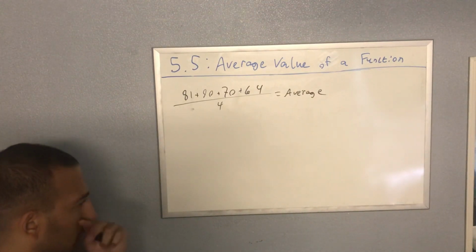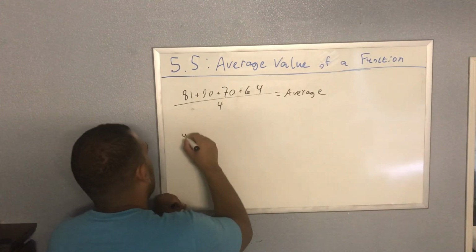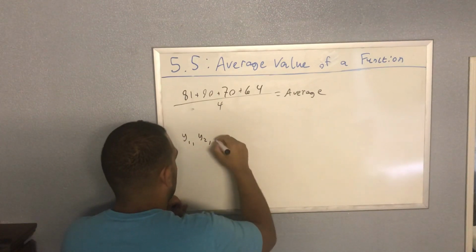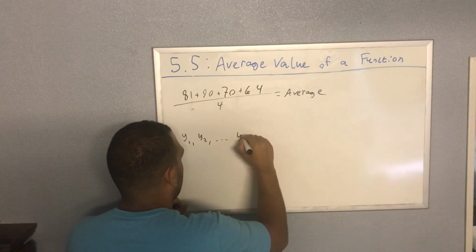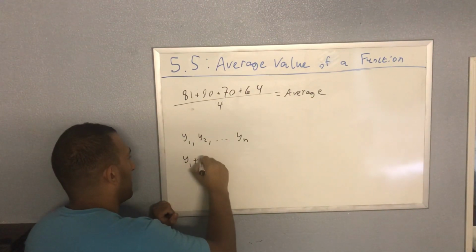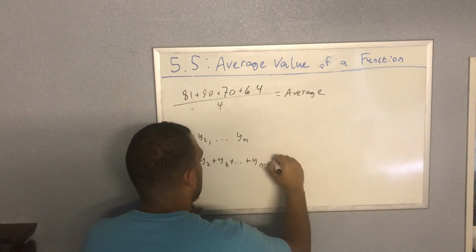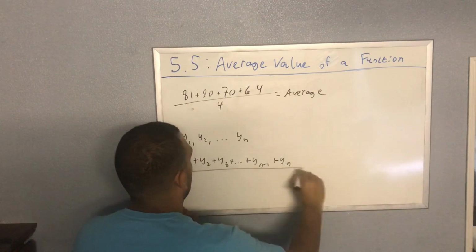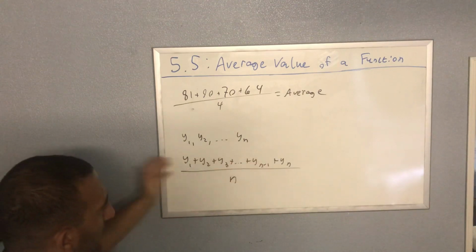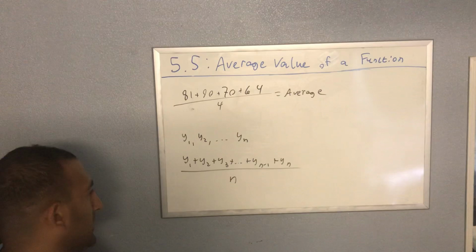So in general, if you have n things, y1, y2, all the way up to yn, what is the average of these things? Well, it's y1 plus y2 plus y3 up to yn minus 1, and then yn, all over n. So you add up all the n things and you divide by n. Okay, so that's the average, right?